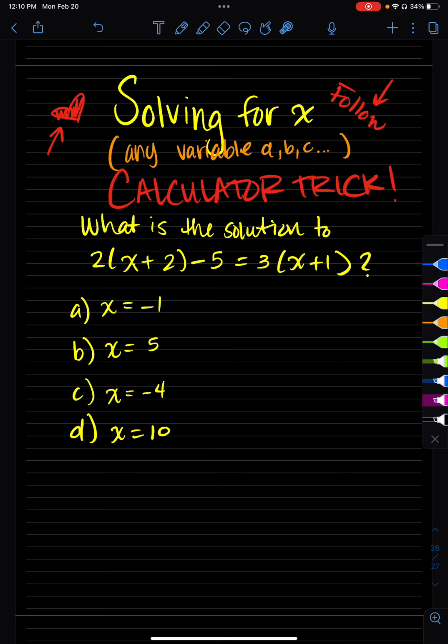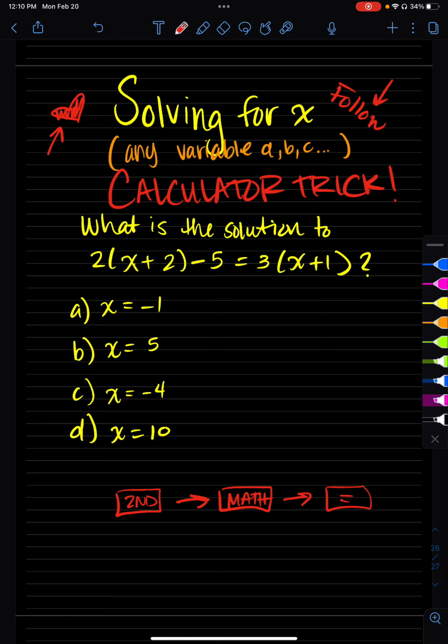Before I start, I need to show you something. When I type in the calculator, I'm going to use an equal sign. The way to get that equal sign is to hit the second button, then the math button, and then you want number 1. Let me just make sure. Yep, second math, number 1, because number 1 is my equal sign. This is how you're going to test it.